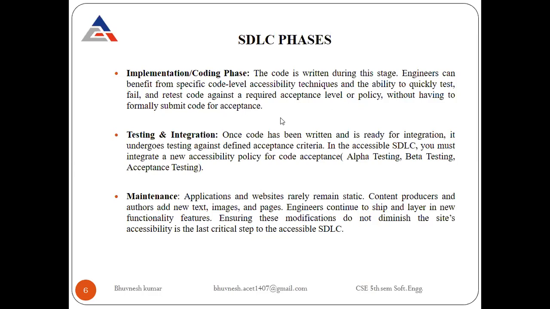Next is your testing. If your coding is okay, you have developed or implemented your code according to the design phase, then the next phase is your testing phase. Once code has been written and is ready for integration, there is a testing technique called integration testing. If it is written properly, then go for the testing phase, where it undergoes testing and defines acceptance criteria. That will check whether your product is okay and according to the design, and all that is checked in your testing phase. In an accessible SDLC, you must integrate a new accessibility policy for code acceptance.